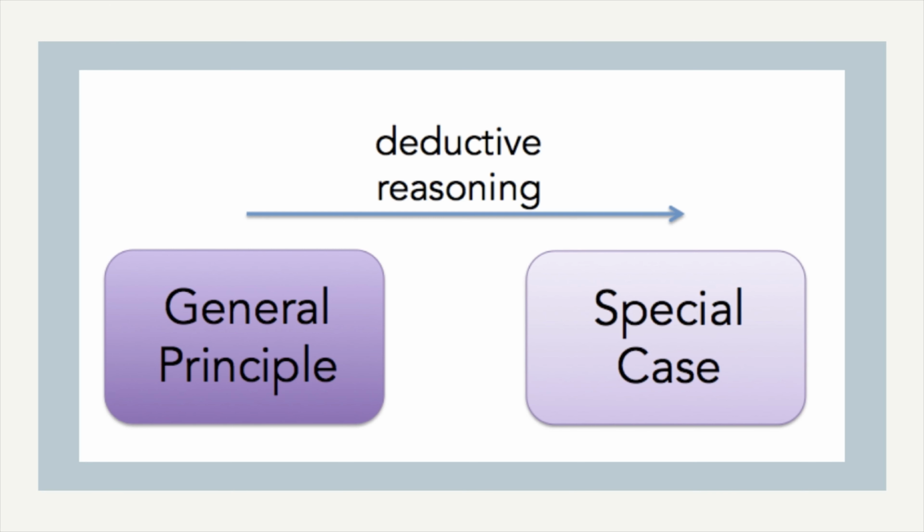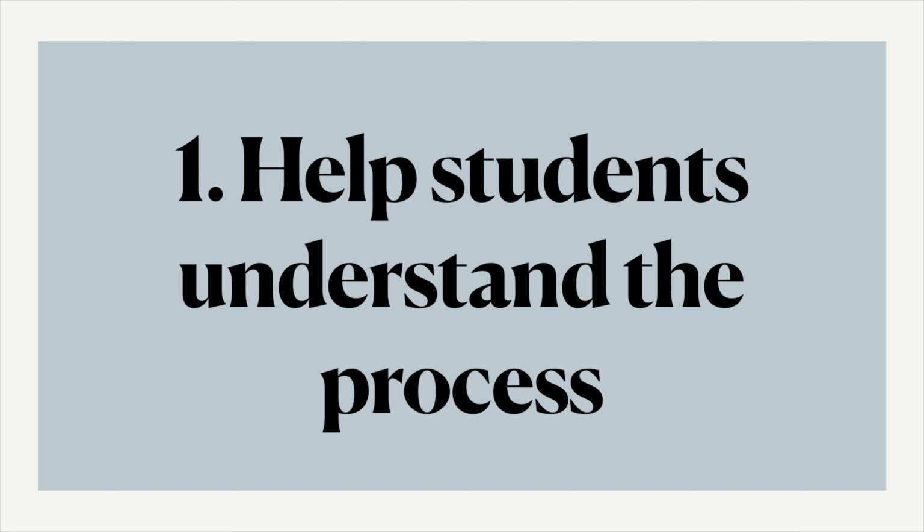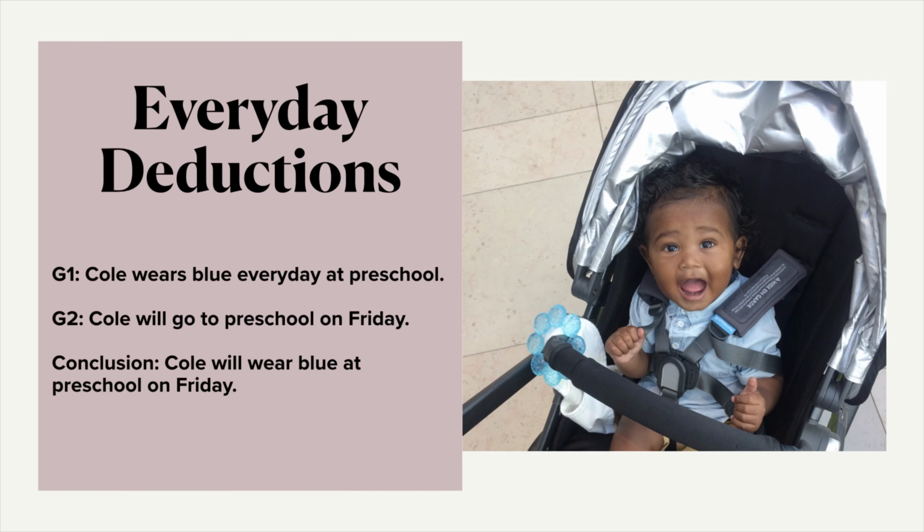Just think of it this way. Deductive reasoning is when you have general principles that you use to make a conclusion about something specific. The first thing we need to do is make sure that our students understand and feel comfortable with the process of deductive reasoning. We can do this by giving specific examples from everyday life.